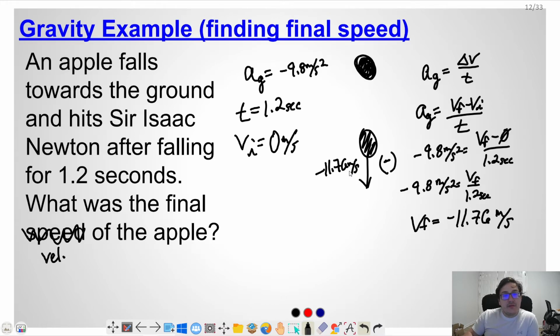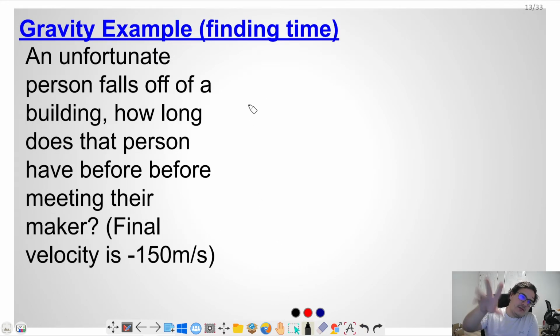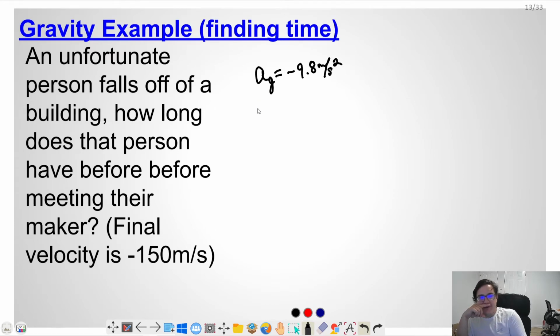Okay, one last problem dealing with acceleration, and I want to see if you can try this one on your own. An unfortunate person falls off a building. How long does that person have before meeting their maker? Their final velocity is negative 150. So let's look at this. Since it's a gravity question, albeit a little morbid, our acceleration is still negative 9.8 meters per second squared. Our initial velocity, since the person just starts to fall off the cliff, is going to be 0 meters per second. Our final velocity we're given is negative 150, and we're looking for time.